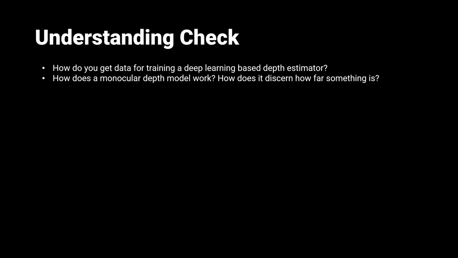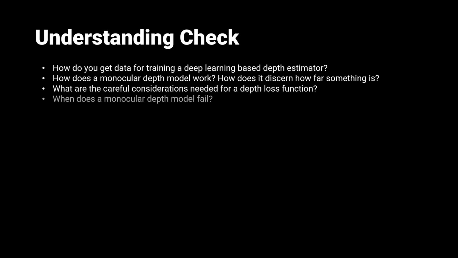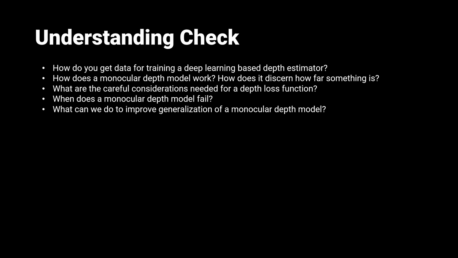So just to quickly recap: how do you get data for training a deep network based depth estimator? How does a monocular depth model work? And how does it even discern how far something is? What are the careful considerations needed for the depth loss functions which work well? And when does a monocular depth model fail? What can we do to improve the generalization performance of a monocular depth model?